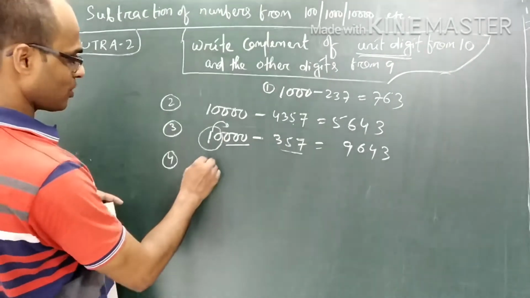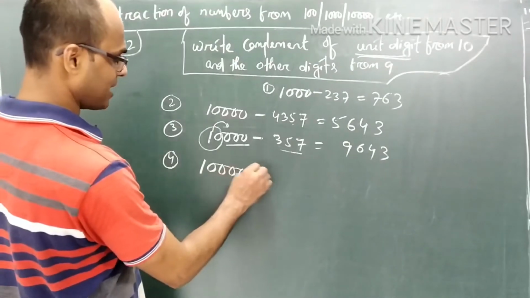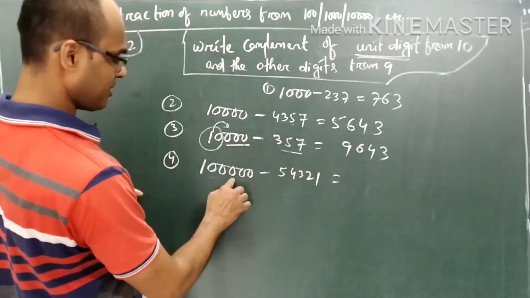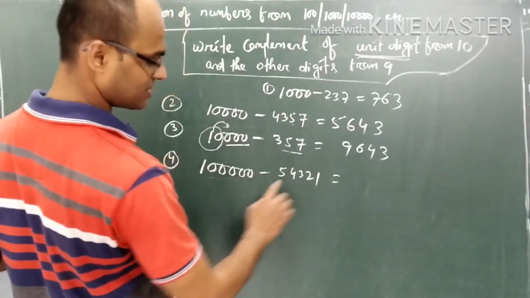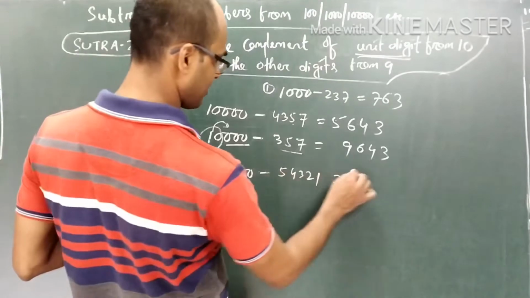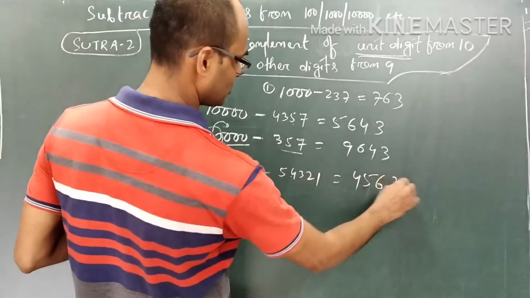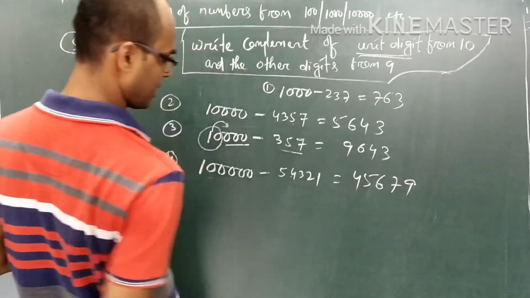Let us take some more examples. Suppose 100000 minus 54321. Here we have 5 zeros and 5 digit numbers, which means we can directly write the answer: 9 minus 5 is 4, 9 minus 4 is 5, 9 minus 3 is 6, 9 minus 2 is 7, 10 minus 1 is 9.